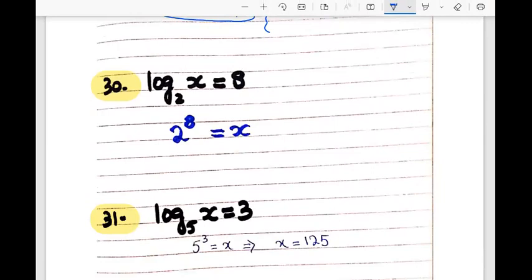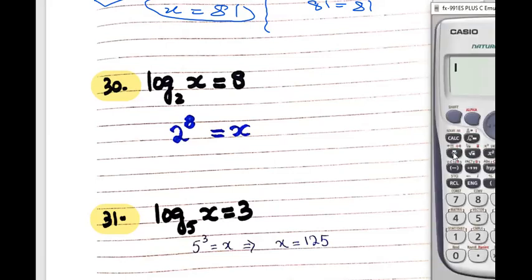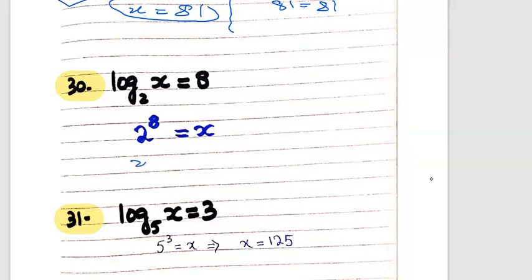Okay, next question is find x. So base raised to power solution is equal to x, and 2 raised to power 8 is, we can check. We can check the value of 2 raised to power 8, which is equal to 256. So x is 256.